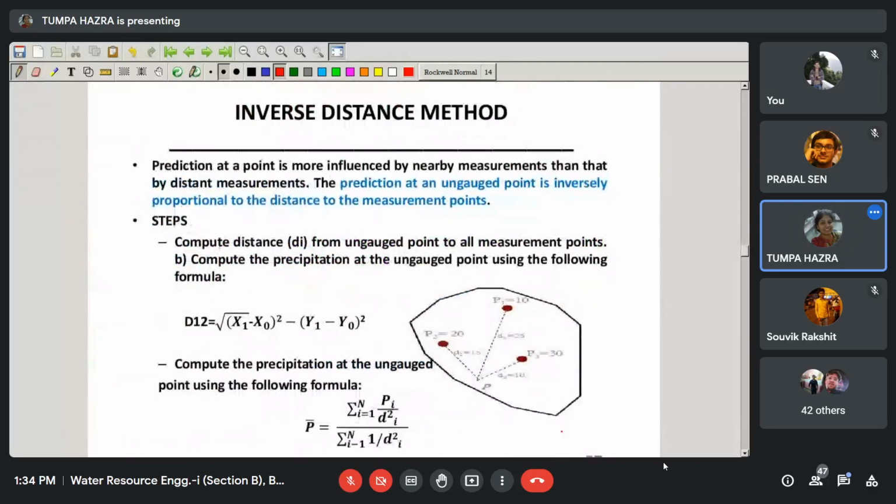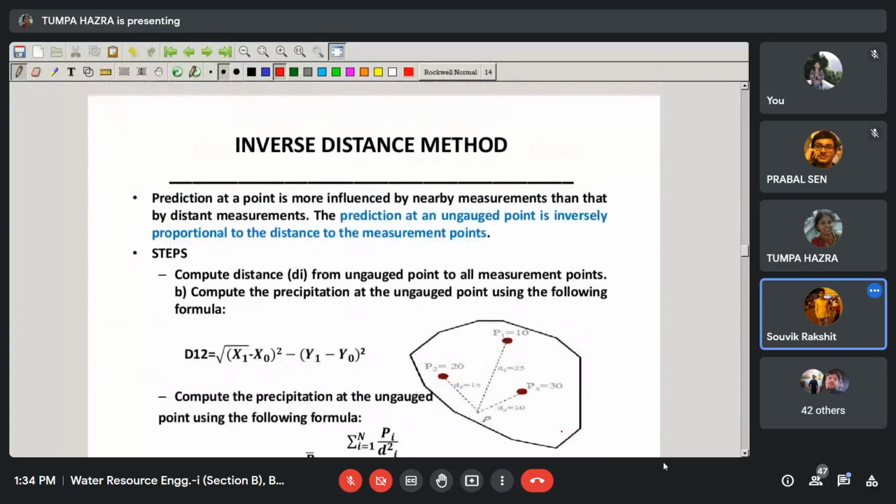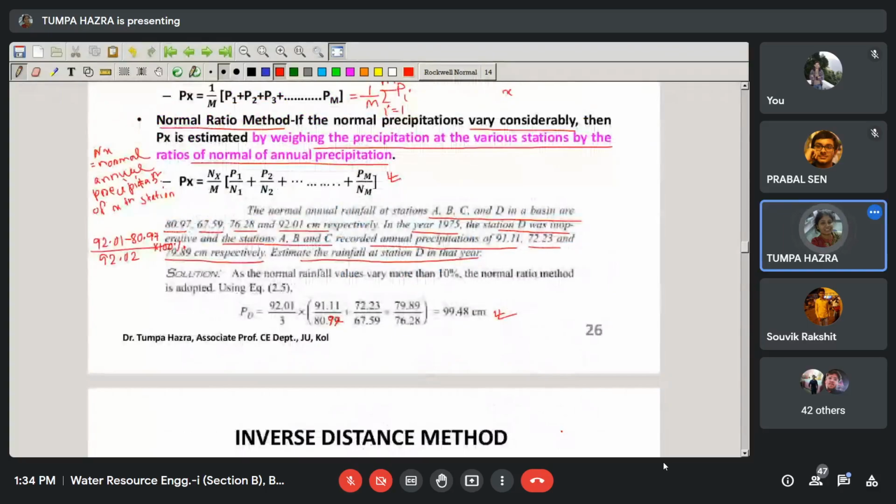The answer by this method is 99.407. Whatever you obtain, that you will write. Here I am only showing you the procedure.